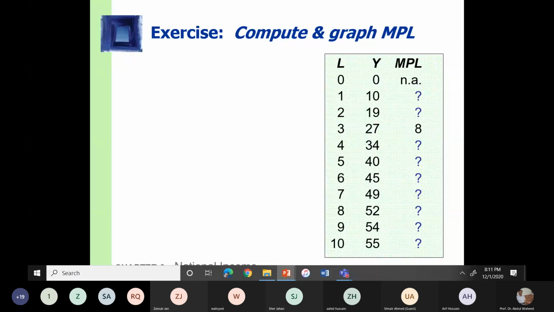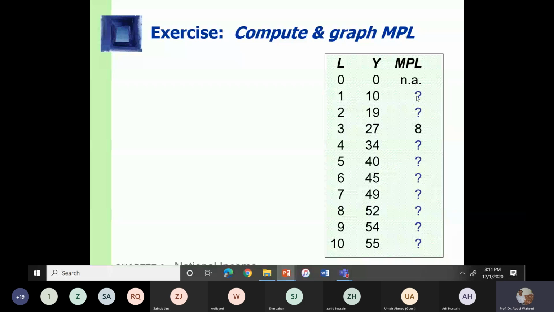Okay. So we also calculate marginal product of labor: change in output divided by change in labor. So change in output is 10 minus 0, divided by 1 minus 0. So we have 10 here.